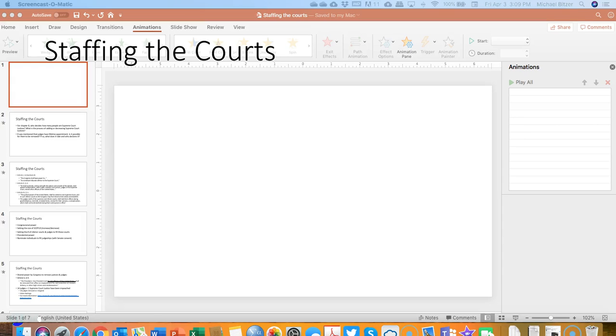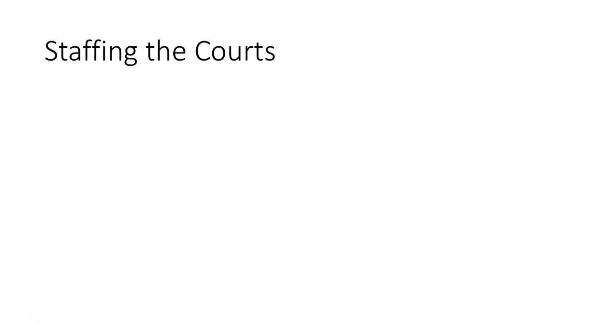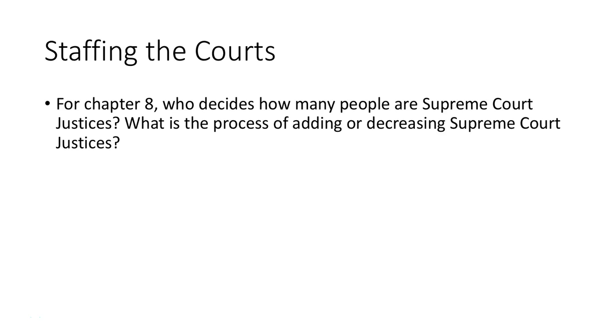So two of the questions about the courts have to deal with staffing the courts. How do we go about appointing justices? And one of the questions for Chapter 8, who decides how many people are Supreme Court justices, and what is the process for adding or decreasing Supreme Court justices?